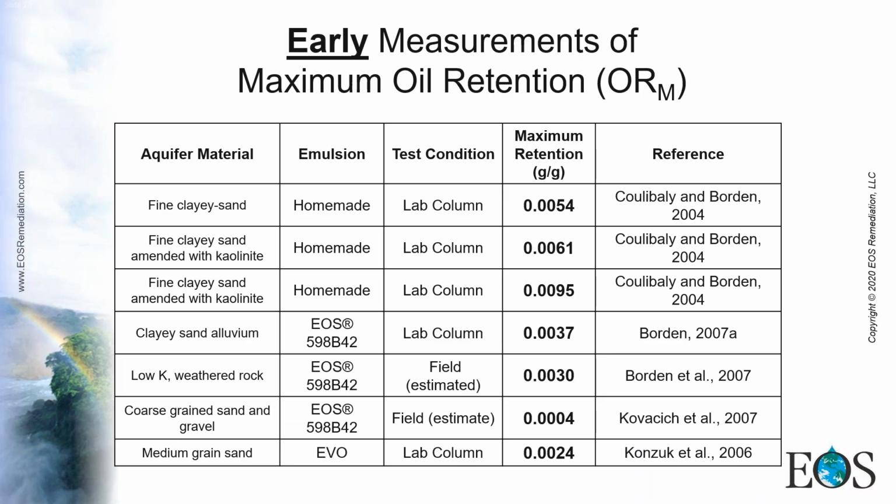So these were early tests. We did most of these in the lab and a little bit in the field, and we measured maximum oil retention from a number of different soils. Most of these values are anywhere from 0.5% to maybe 1% by weight. So my rule of thumb was 0.5% to 1%. That was the kind of oil retention I thought was typical, and in certain aquifers it'll be even lower, but that's not a bad number.